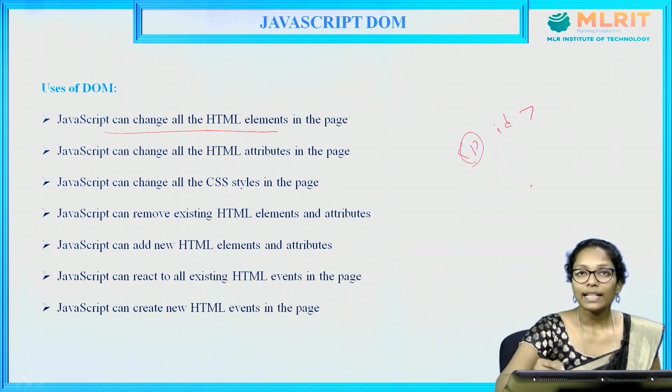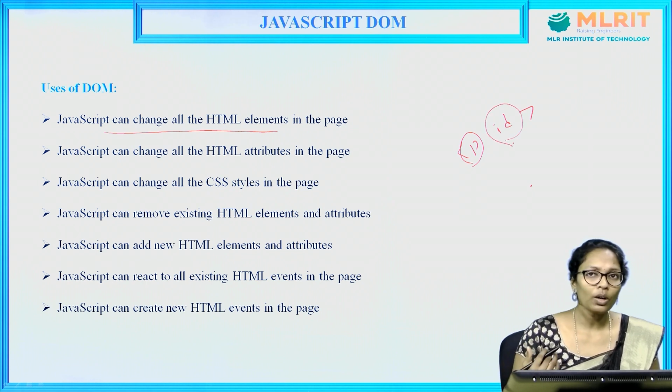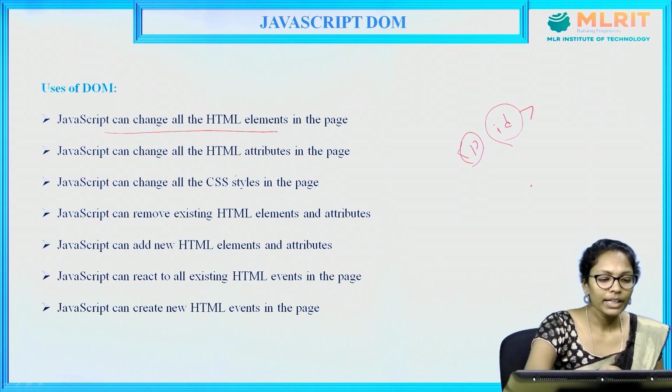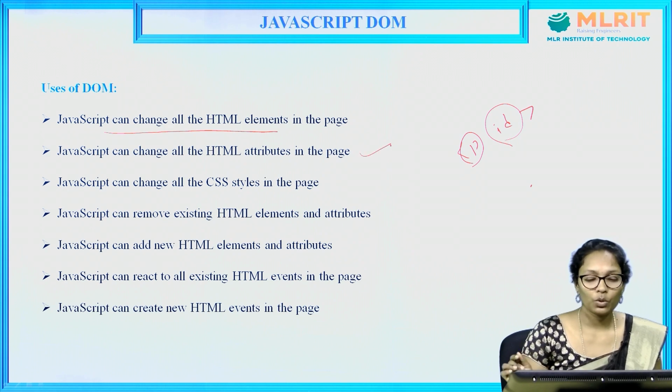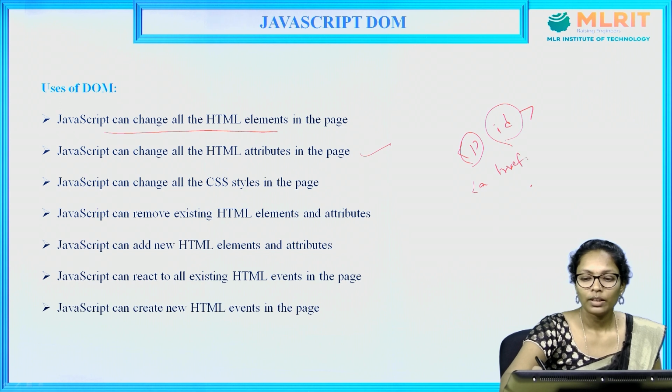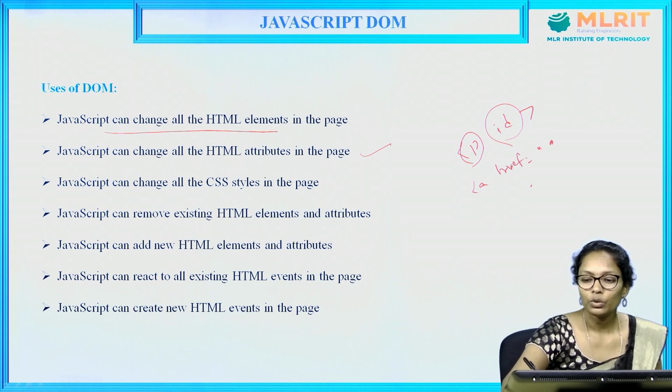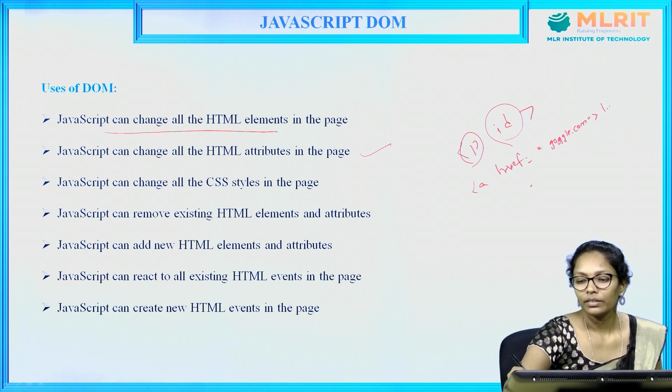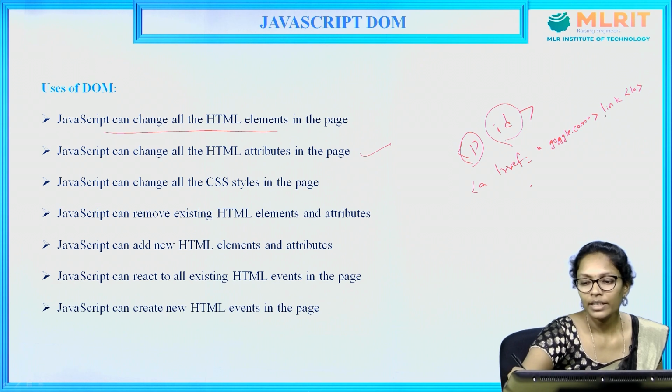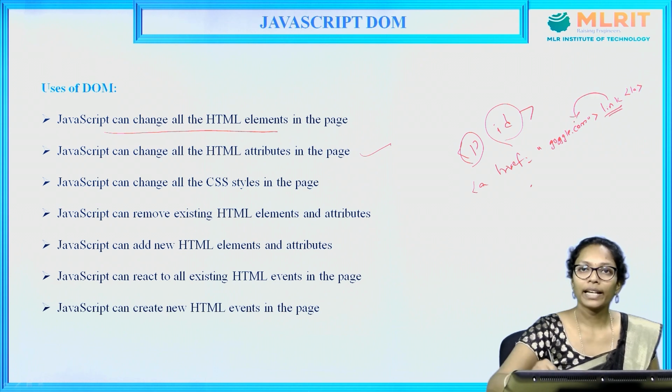So we were accessing the paragraph tag based on the ID. Like that, we can access all the elements, right? And we can change the HTML attributes also. So for example, href is equal to, I'm just writing go to google.com. So link.